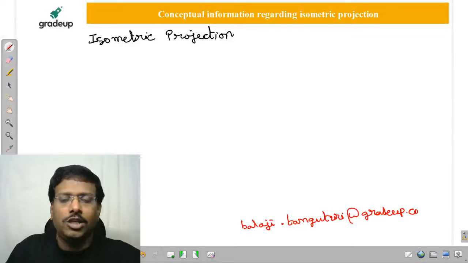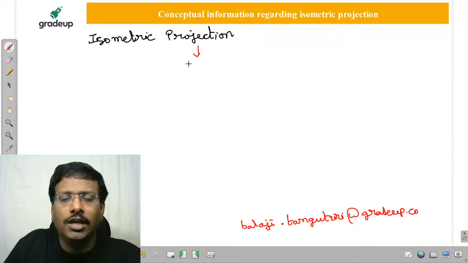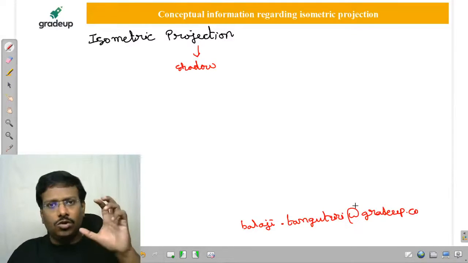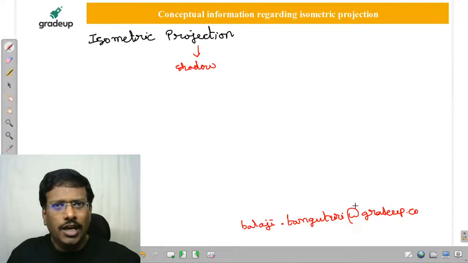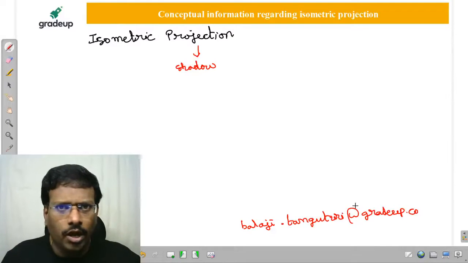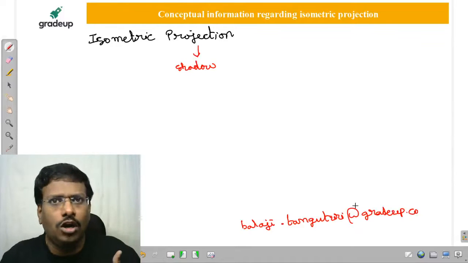I hope in the previous classes I gave this information. Projection is a shadow, which is obtained when the rays fall on the object. If the rays fall on the object, then whatever shadow we get is called the projection, which is also called view.